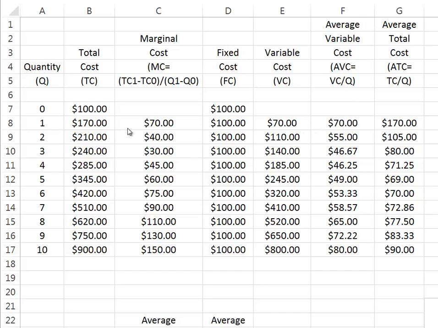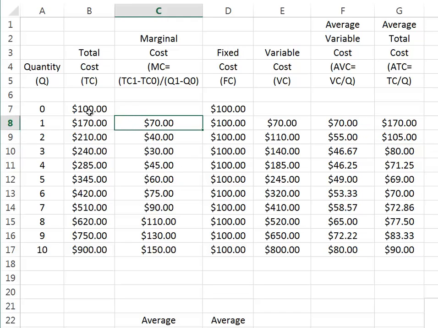70 divided by 1 is 70. 110 divided by 2 is 55. 140 divided by 3 is $46.67. Average total cost is total cost, 170, divided by 1 over here, is 170. Then here I have it, B9, which is 210 divided by 2. And so hopefully that's pretty clear.